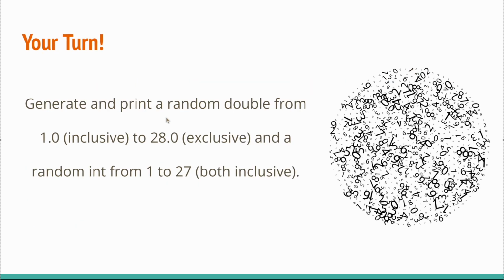And now it's your turn. In a CodePad, generate and print a random double from 1.0 inclusive to 28.0 exclusive, and a random int from 1 to 27 both inclusive. So give this a go and come back to this video once you're ready to see the answer.